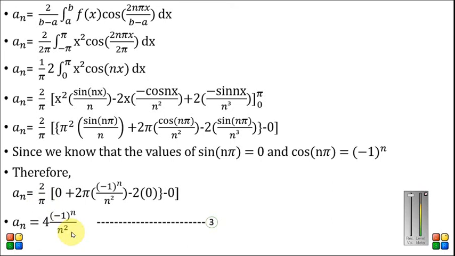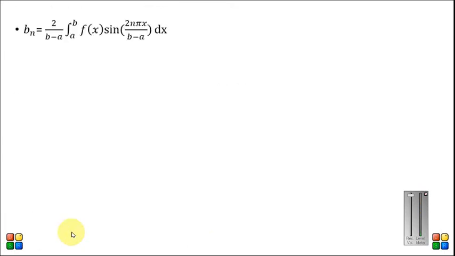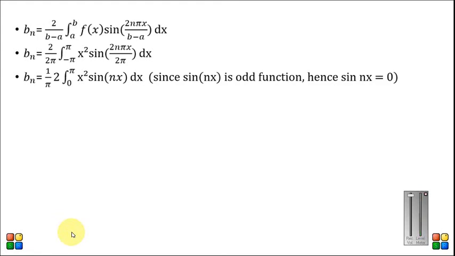Then finally we will find the value of bn. The formula for bn is 2 upon b minus a, integration a to b f(x) sin 2 n pi x upon b minus a dx, right? So we'll put the value of b minus a here and the value of a to b here, and the function. Then after that, we have used the definite integral property, that is 1 upon pi, twice the integral 0 to pi x square sin nx dx. Now here, as we know that sin nx is an odd function, right? Sin nx is an odd function, hence the value of the integral will be 0. That's why 1 upon pi into 0 will be 0. So the value of bn will be 0.